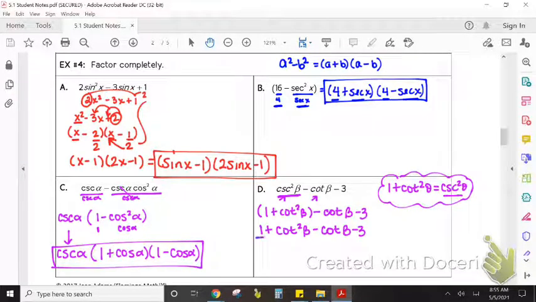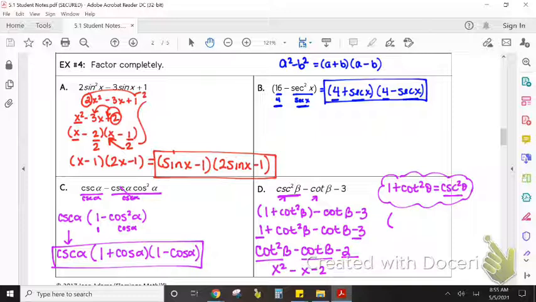Well, we have like terms, so let's go ahead and take care of that. And I'm going to write this in descending order of my exponents. So we got cotangent squared of beta minus cotangent of beta minus 2. And so from there, I'm going to check it. There's no greatest common factor. We have 3 terms, so it's a trinomial, and it's one of the simple ones. There's just a 1 in front. So if you need to, remember, change it back. So this is the same as saying x squared minus x minus 2.